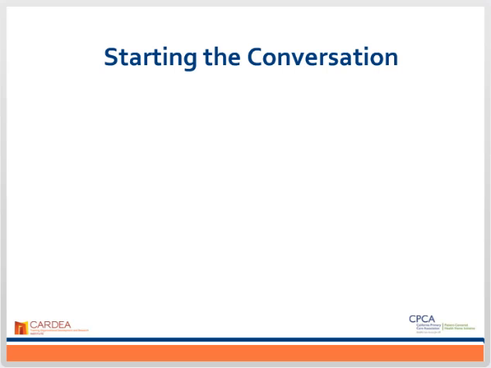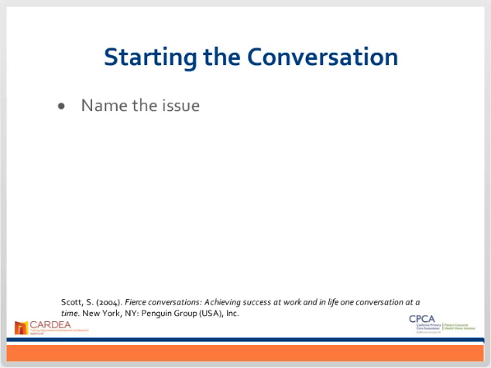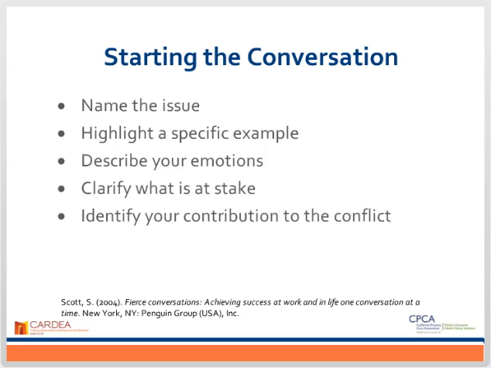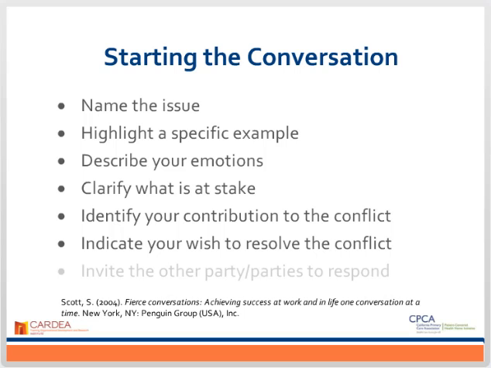So let's return to the second step, starting the conversation. Starting the conversation is often where we stumble, but good planning certainly makes it easier. Key stages include, name the issue and highlight a specific example that illustrates the issue or situation you want to resolve. Describe your emotions about the issue or situation. Clarify what's at stake. Identify your contribution to the conflict. Indicate your wish to resolve the conflict, and invite the other party to respond. Let's look at an example of how to start the conversation.